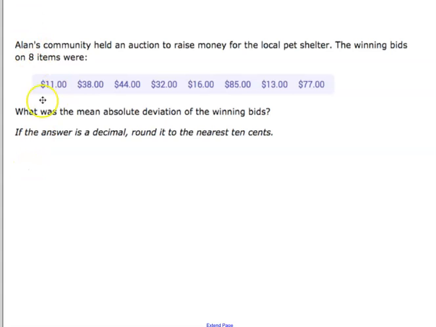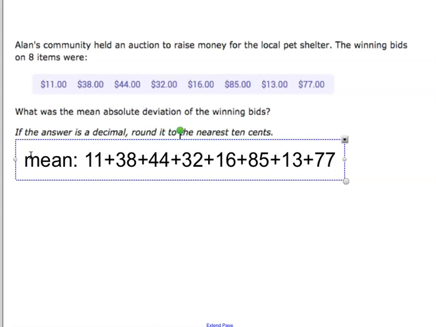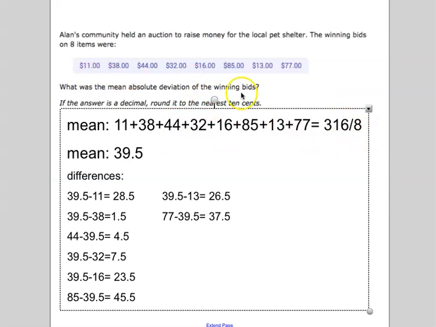So there's 8 items. So we need to find the mean. So once again, you're going to add 11, 38, 44, 32, 16, 85, 13, and 77. Add that first, and then you will find the mean. Okay, so first you find the mean, you add them all up, divide by the number. So you got the mean to be 39.5, and then you have to subtract to find the difference. When you subtract, you always put the larger number first. So after you do that, then you take all the differences, add them, and find the mean of the differences.